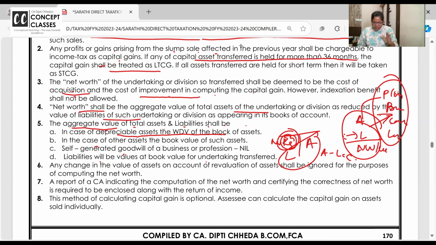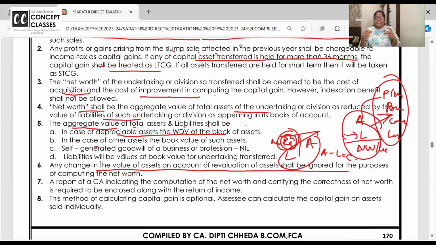In case of depreciable assets, WDV. In case of other than depreciable assets, like land, land is never depreciated, so book value. Self-generated assets, goodwill is nil. Liabilities will be taken at book value. Any change in the value of asset because of revaluation, ignore it.